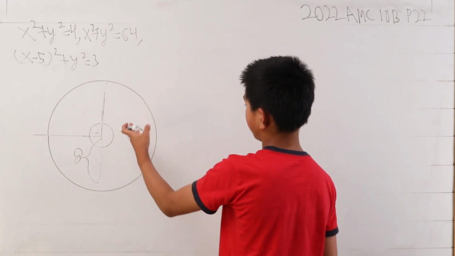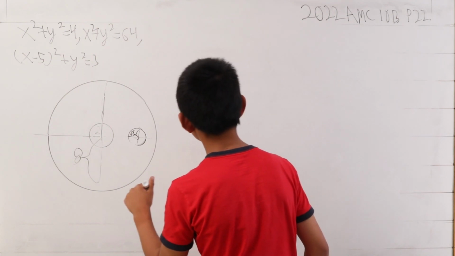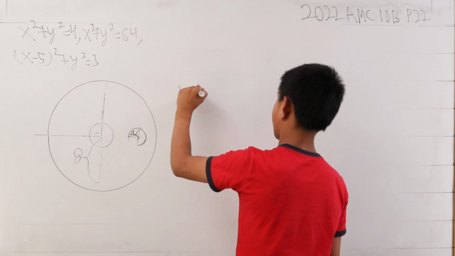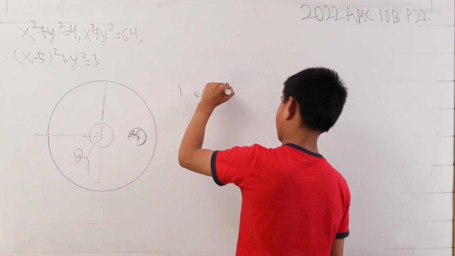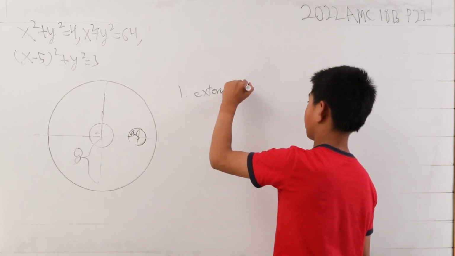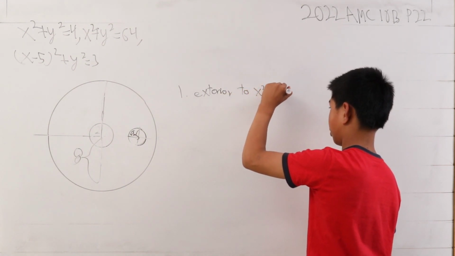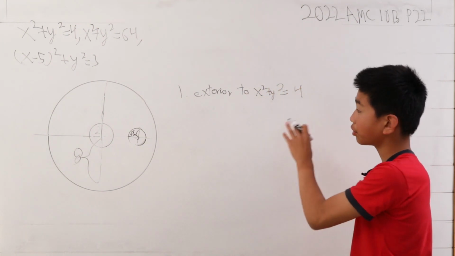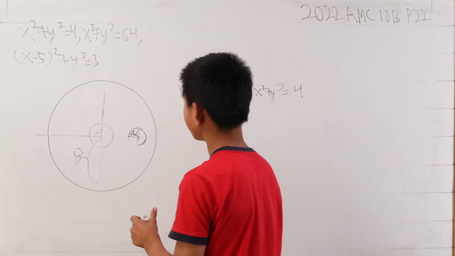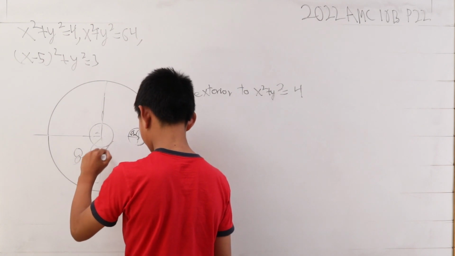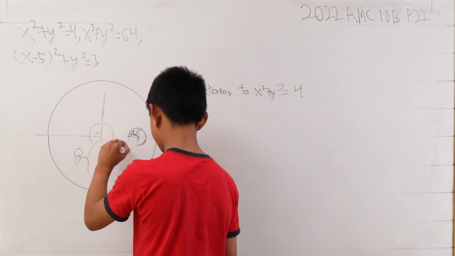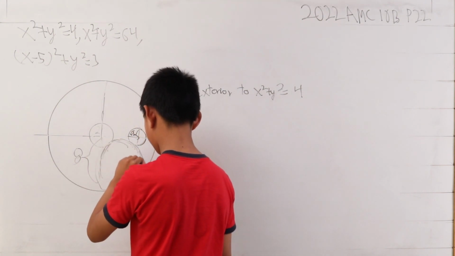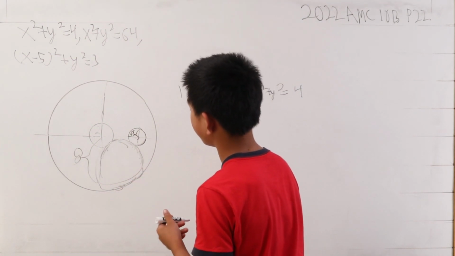Now, we have these values here, and basically there are two cases. One is when it's exterior tangent to x squared plus y squared is equal to 4. Now, there's that first case, exterior tangent. So we can construct this circle approximately like this, something like that. It doesn't look very even, but still.